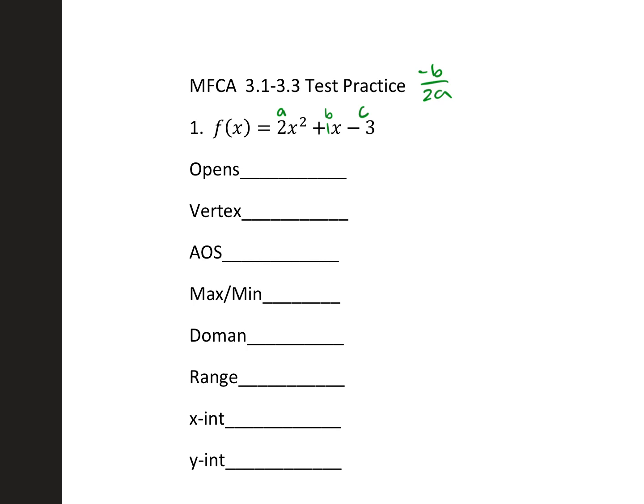Now before we find the vertex, let's just answer the question, does it open up or down? Up. How do we know that it opens up? A is positive, so that tells us that it opens up. So we have a parabola that opens up.